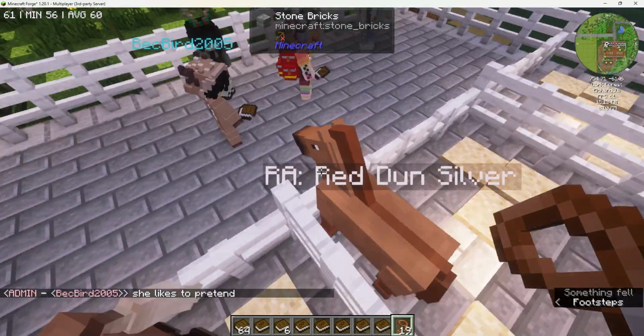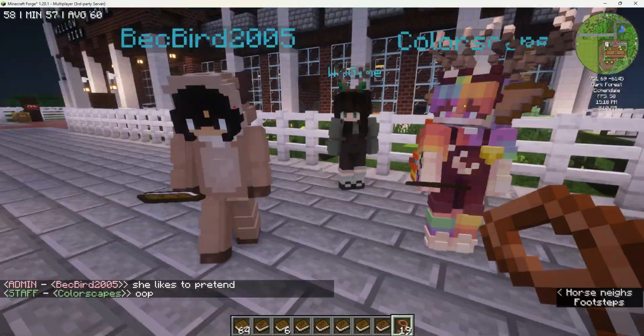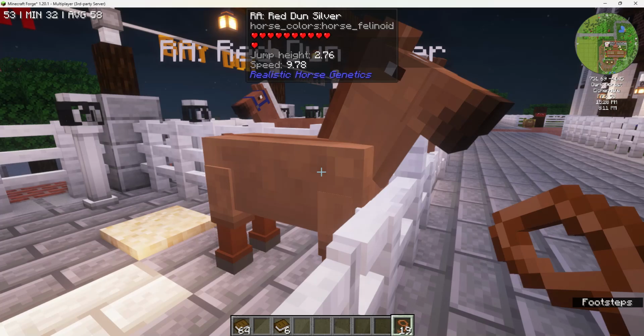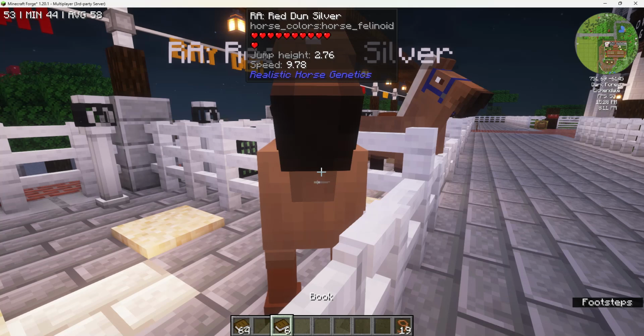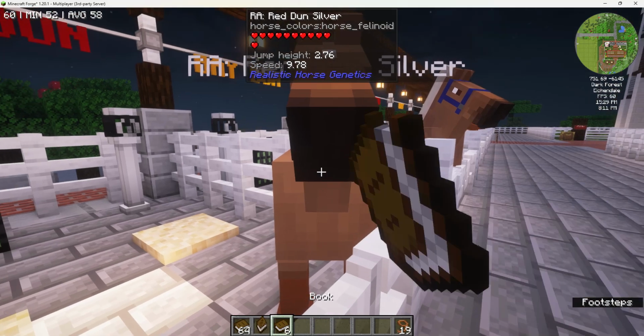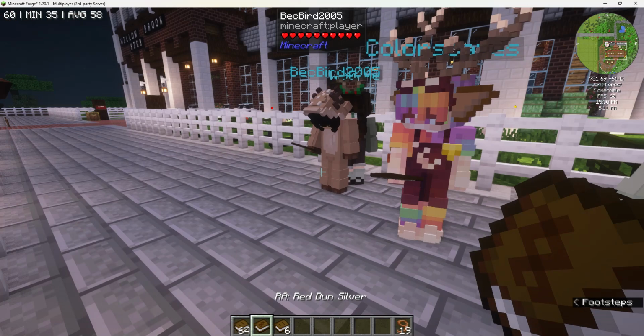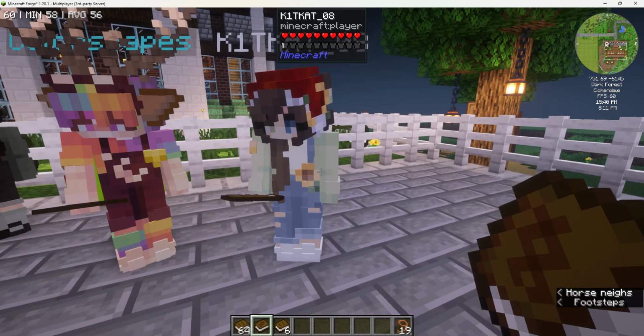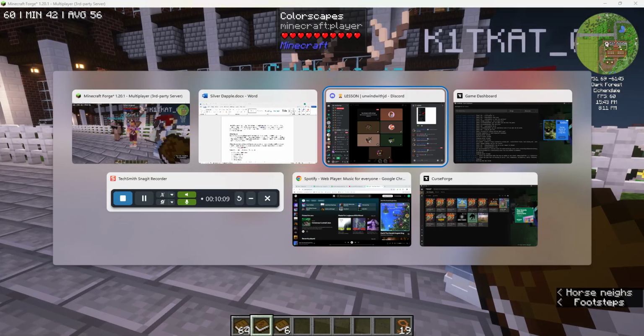The red, again, isn't going to look any different from any other red dun horses, just because, again, the gene does not affect the red coat.